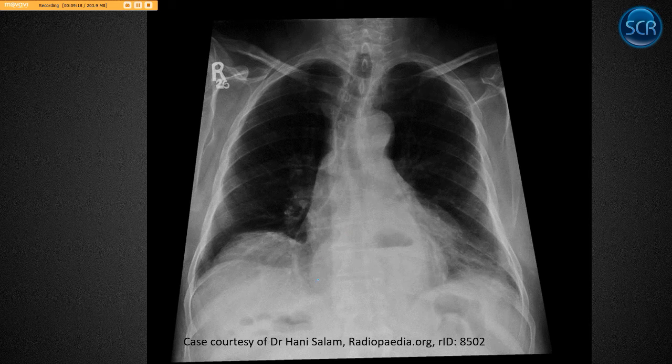Here, this one's a bit more obvious. All right, so you can see this kind of pumpkin growing here. Got gastric air bubbles up there. So this is their Magenblase, and this is a hiatal hernia.